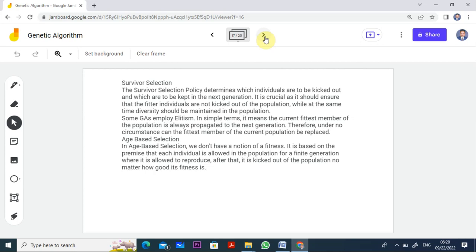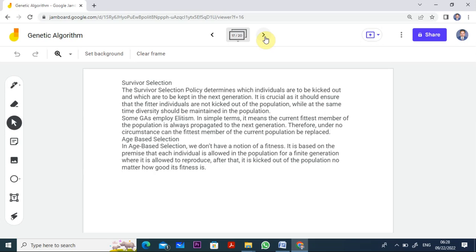Then another is the age-based selection. Sometimes I take an example, you don't misunderstand me. Suppose I am selecting a couple. Can I select a couple with age more than 60? Even if they are physically fit, doing exercise, with no disease, age is a factor. So in age-based selection, we don't have a notion of fitness. Even if you are fit, it is based on the premise that each individual is allowed in the population for a finite number of generations where it is allowed to reproduce. That means we have an age limit, say up to 40 years. We allow some people to marry. After 60, 70, what is the meaning of that?